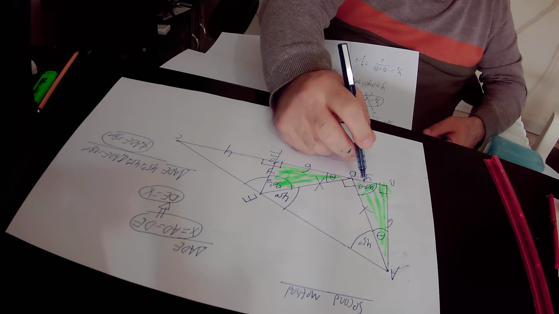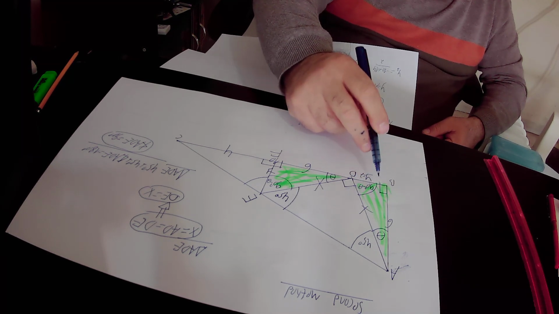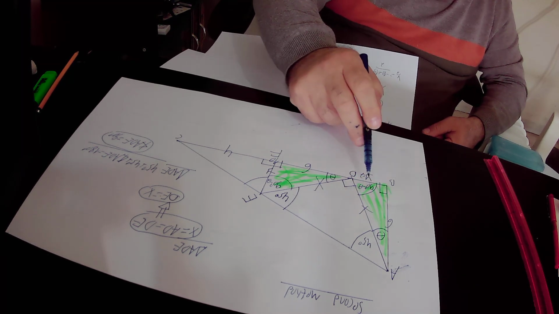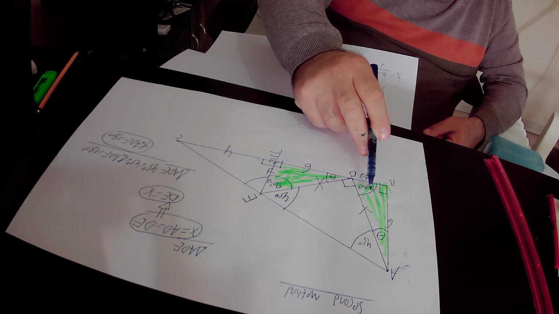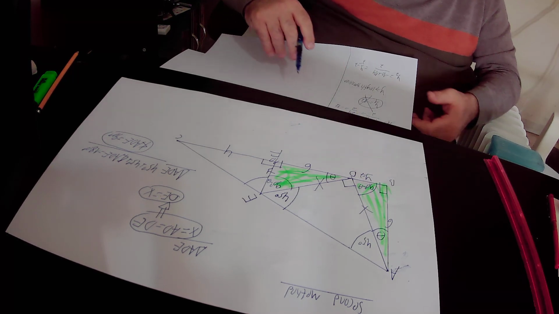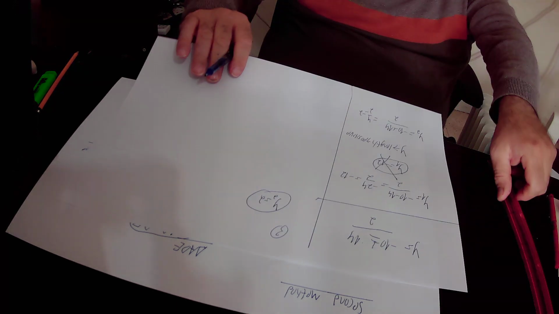Now I will copy the right triangle ABD, and we will apply the Pythagorean theorem on this right triangle in order to find the value of x. Okay?